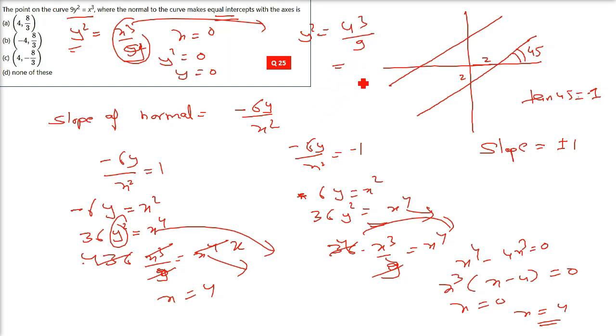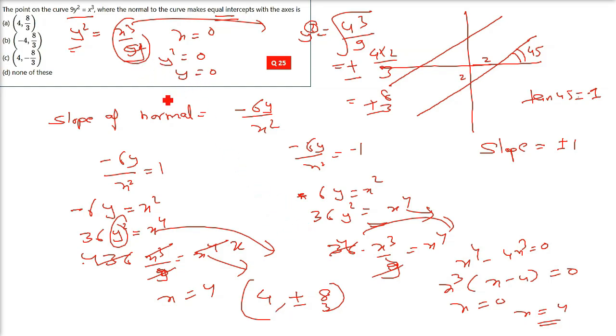The other one will be when you put x equals 4 in the original equation. y square equals 4 cube by 9. When you take the under root of that, it will be plus minus, because whenever you open the under root, it has to be plus minus. So 4 cube, 4 will come out. 4 under root is 2, 9 under root is 3. So plus minus 8 by 3. So x is 4, and y is 8 by 3 or minus 8 by 3. So we have two solutions here: 4, 8 by 3; 4, minus 8 by 3; and 0, 0 also.